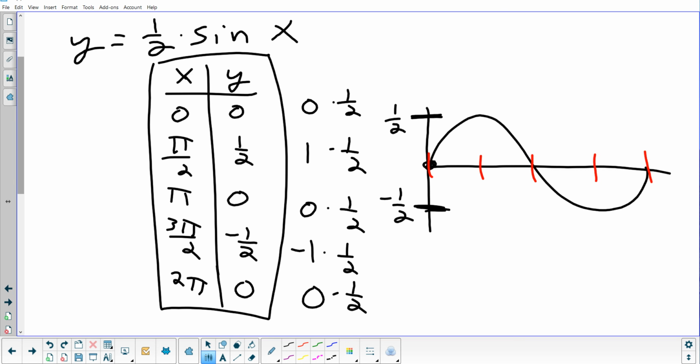Because the picture for sine is going to look like that every time. All you have to do is put the right labels on the axes to make it fit your problem. So I want negative a half to a half, and then I want 0, pi over 2, pi, 3 pi over 2, 2 pi. Any questions on that one?